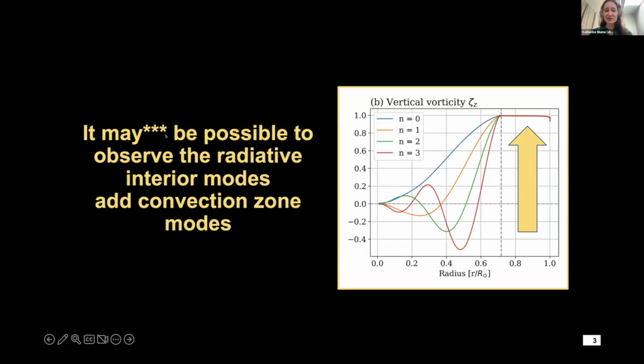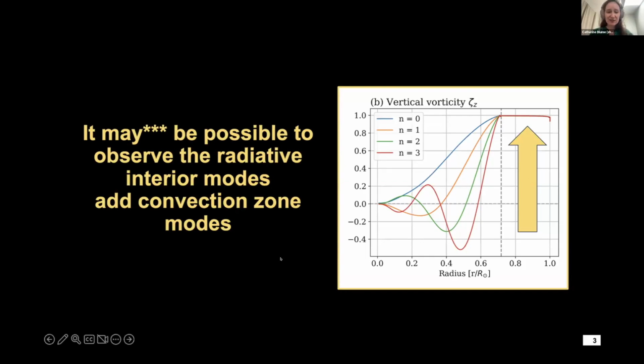There are 3 asterisks here. One is that this was a calculation done in Cartesian geometry, and there are geometrical effects that aren't captured here, although I think I understand what those are. One of them is obviously latitudinal differential rotation is not captured in this model, and radial differential rotation is not captured in this model, which is something that I would like to look into. But this is definitely a direction that I'm going to be going in.